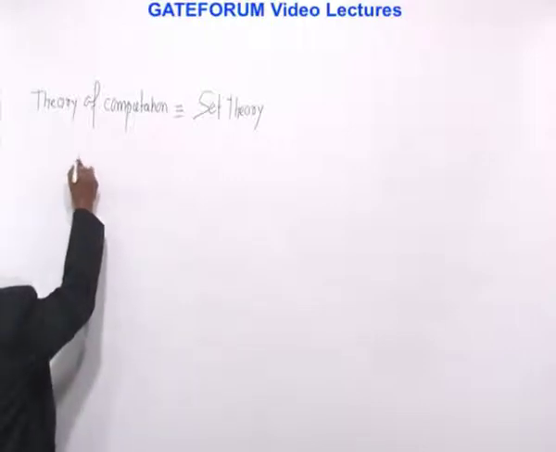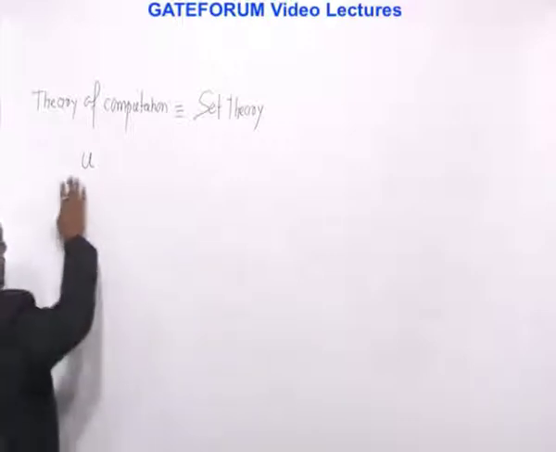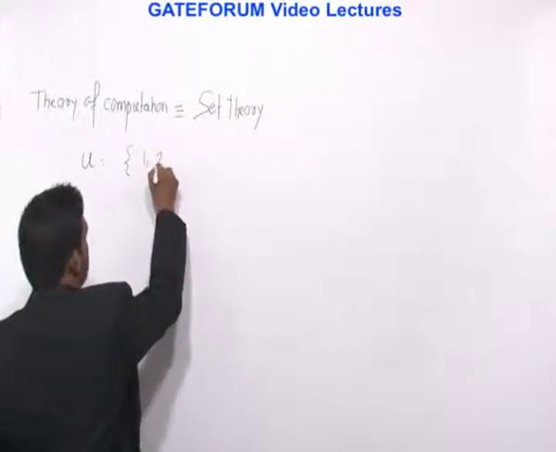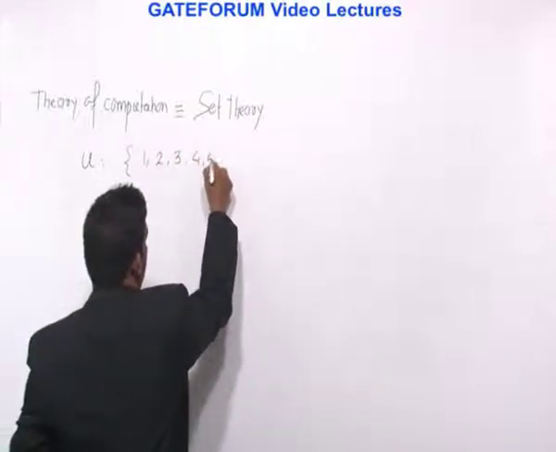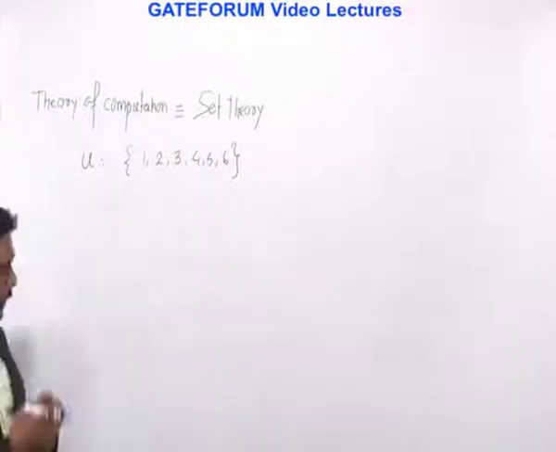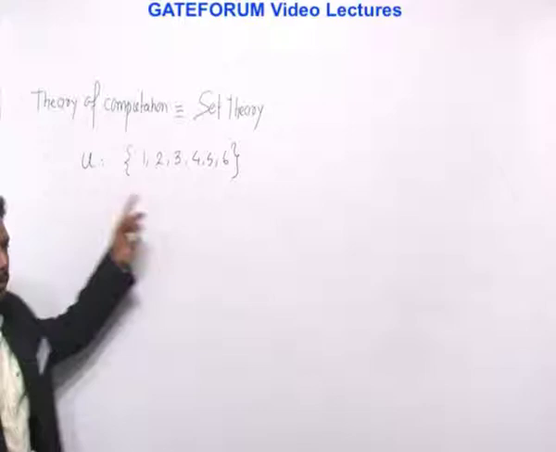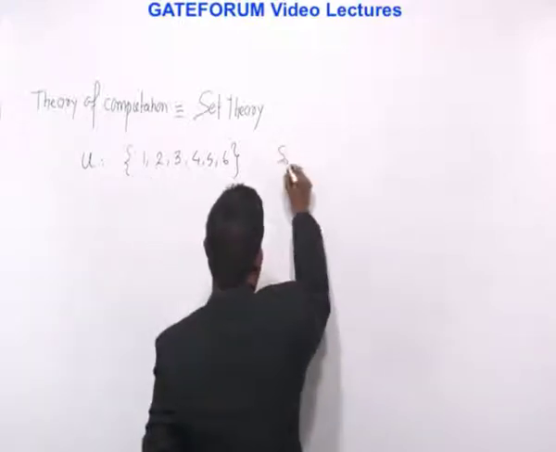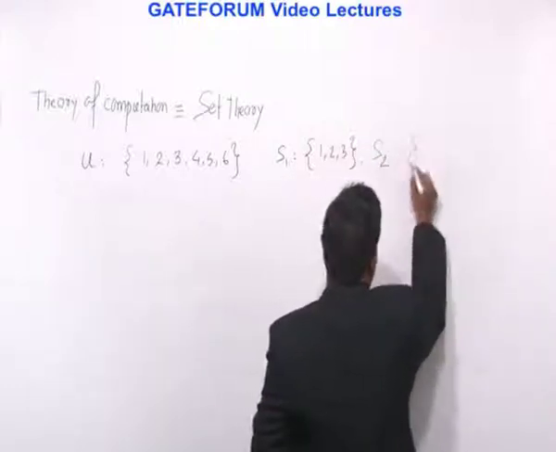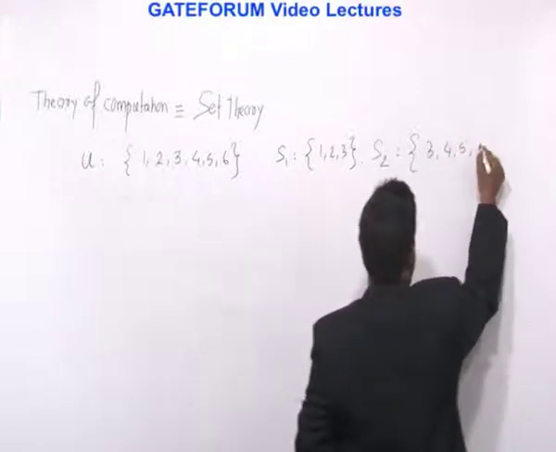So I'm defining a set. I'm not going into very basic detail on what a set is. An ordered collection. So I'm writing a set here, and this is how we are going to denote it. U is my universal set. It consists of a few elements: 1, 2, 3, 4, 5, 6. I'm not teaching you set theory, I'm just revising a few concepts that I require later when we learn theory of computation. Now this is my universal set, and let's say this is S1, which consists of 1, 2, 3, and this is S2, which consists of 3, 4, 5, 6.